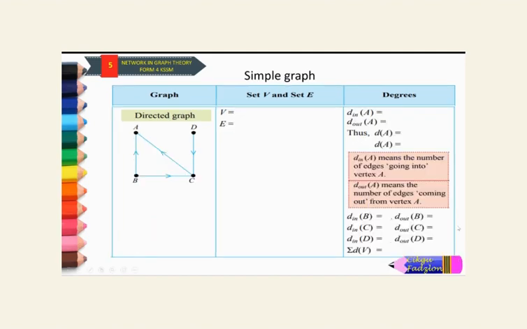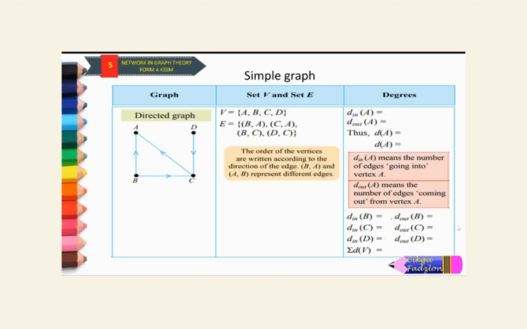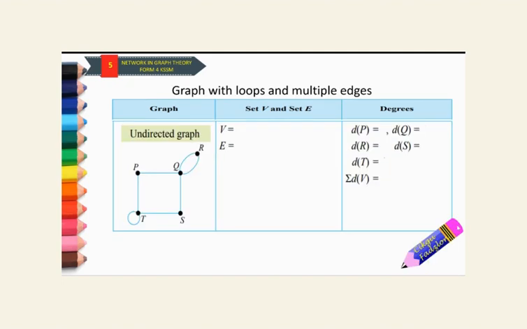And how about the simple graph? For this directed simple graph, we can have a set of vertices and a set of edges. And remember that the order of the vertices is written according to the direction of the edge. BA and AB represent different edges. And we can also calculate the degrees. D in A means the number of edges going into, and D out A means the number of edges coming out from vertex A. And we can calculate like this. And we can have a sum of the degrees for all the vertices.